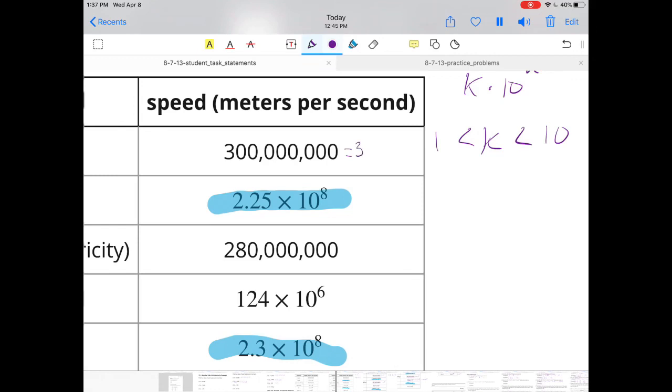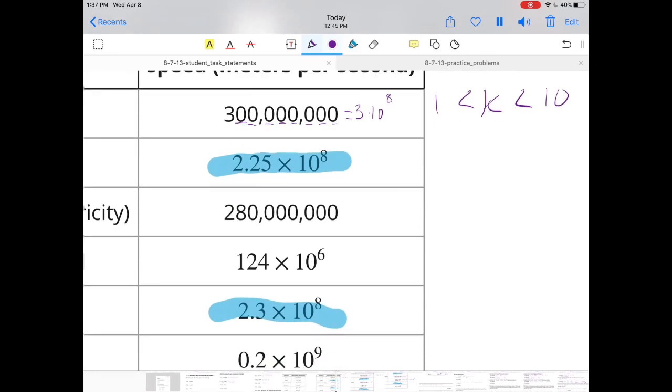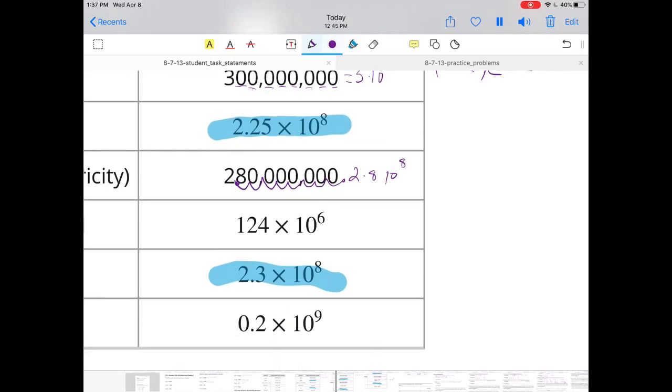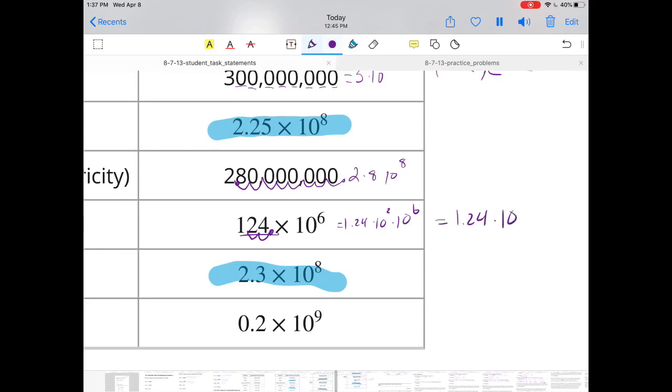So, if you remember, this is going to be 3 times 10 to the something. 1, 2, 3, 4, 5, 6, 7, 8. This right here, what I recommend is you put the decimal there, and you go 1, 2, 3, 4, 5, 6, 7, 8. So it's going to be 10 to the 8th, and that's a 2.8. Okay? Same thing here. This right here, that's the decimal. 1, 2. So that's going to be 1.24 times 10 squared, right? Because it's 2 times 10 to the 6th. And that's going to be 6 plus 2 is 8.